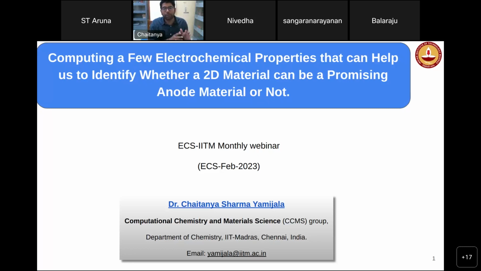is useful for a specific ion battery, whether it's a lithium-ion battery, sodium-ion battery, etc. For a specific ion battery, whether a particular 2D material will be useful or not is what we are going to understand by computing a few electrochemical properties. What these properties are and how we compute them will be the subject of today's talk.